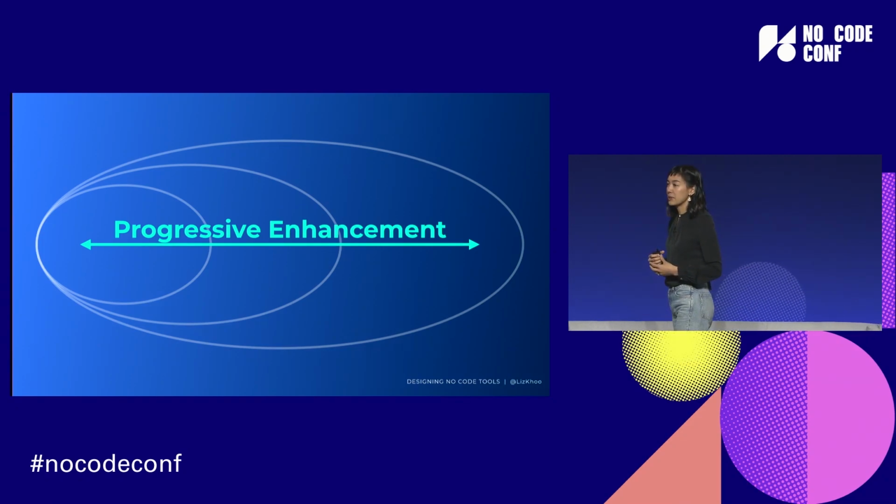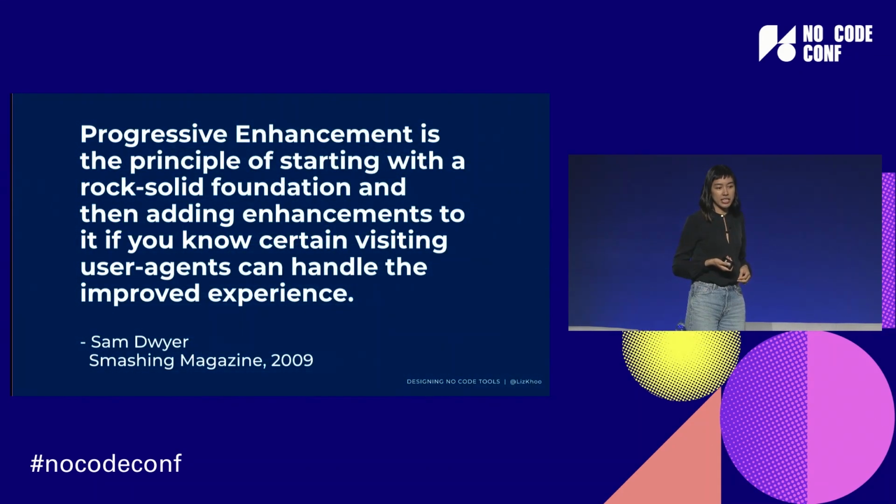So progressive enhancement has been around since 2003. It was originally conceived of as a principle for web design. I like the way that it's described here in this 2009 Smashing Magazine article by Sam Dwyer. He wrote, progressive enhancement is the principle of starting with a rock-solid foundation and then adding enhancements to it if you know certain visiting user agents can handle the improved experience.